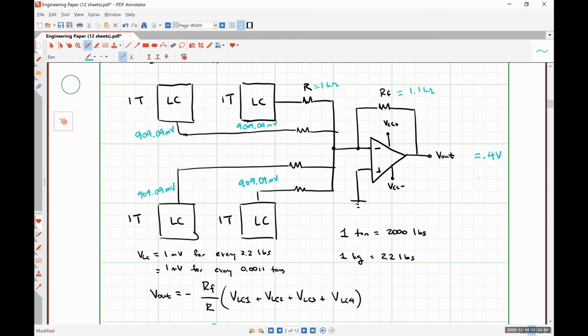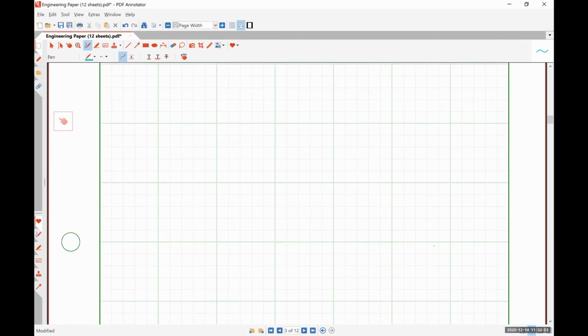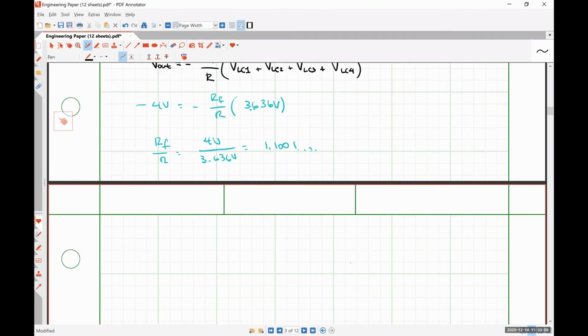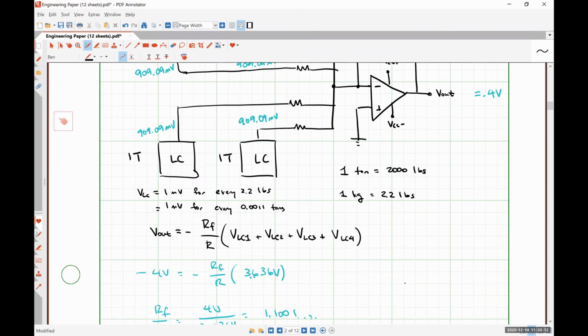All right, now let's look at a differencing amplifier. This one's going to be significantly different. Yes, sir. So I just got rid of it because I know the output of this guy is going to be negative. So if I put 1 ton on each axle, I should have a voltage of negative 4 at the output. Because if I put a positive input signal, I'll never get a positive output signal on an inverting style amplifier.